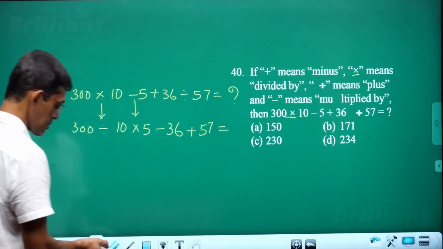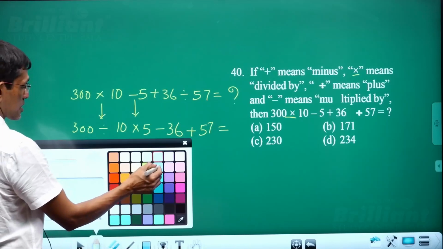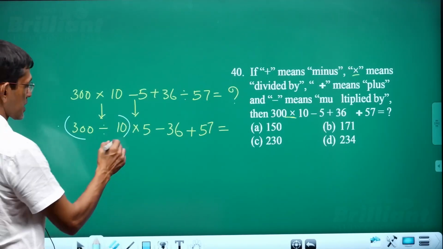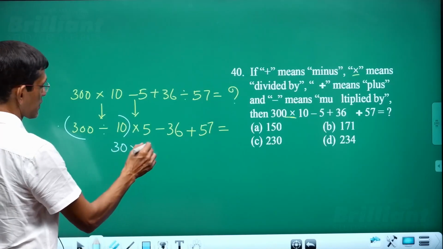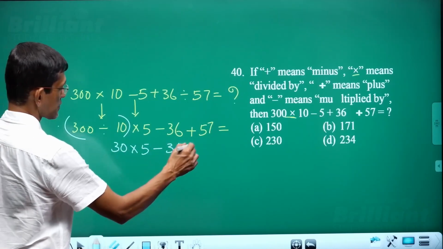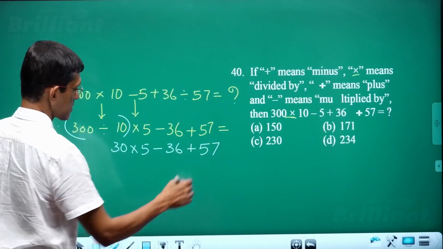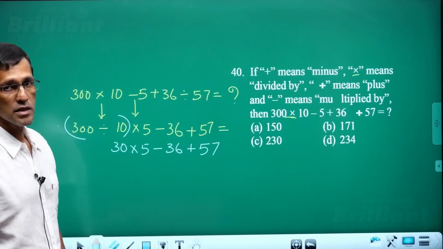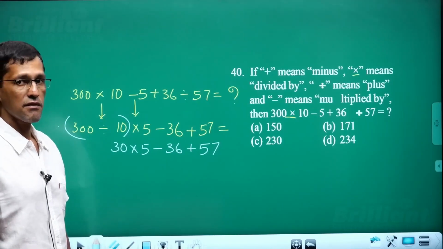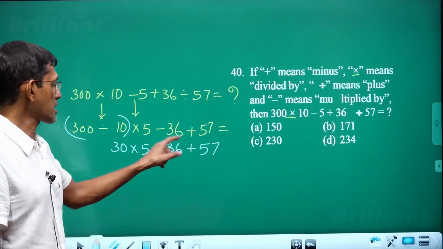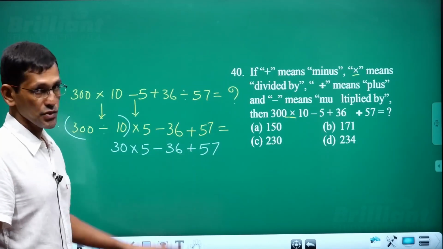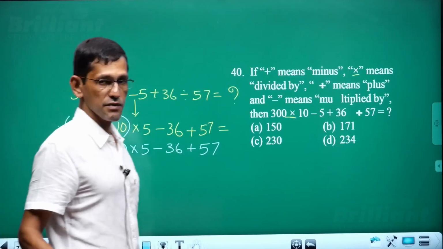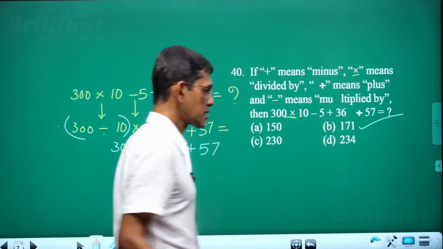So we have to apply the BODMAS rule as well. In this case, 300 divided by 10, so we have 30. 30 into 5, that's 150. 150 minus 36 plus 57. So 57 minus 36, how much is that? 21. So this part we get 21. So plus 21. 150 plus 21, what do you get? 171. So the answer is 171.